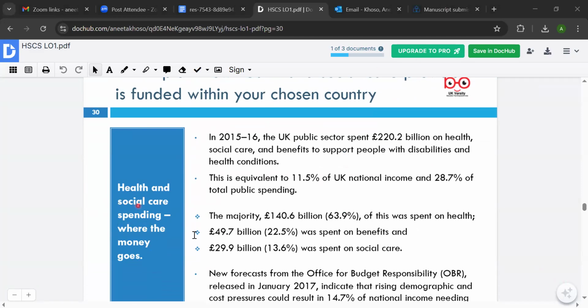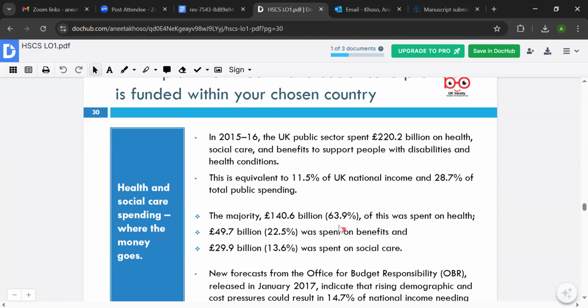Health and social care spending. Where does the money go? So in 2015 to 16, the UK public sector spent around 220 billion on health and social care and benefits to support people with disabilities and health conditions. And this is equivalent to 11.5% of the UK's national income and 28.7% of the total public spending. So this is a huge chunk, okay?